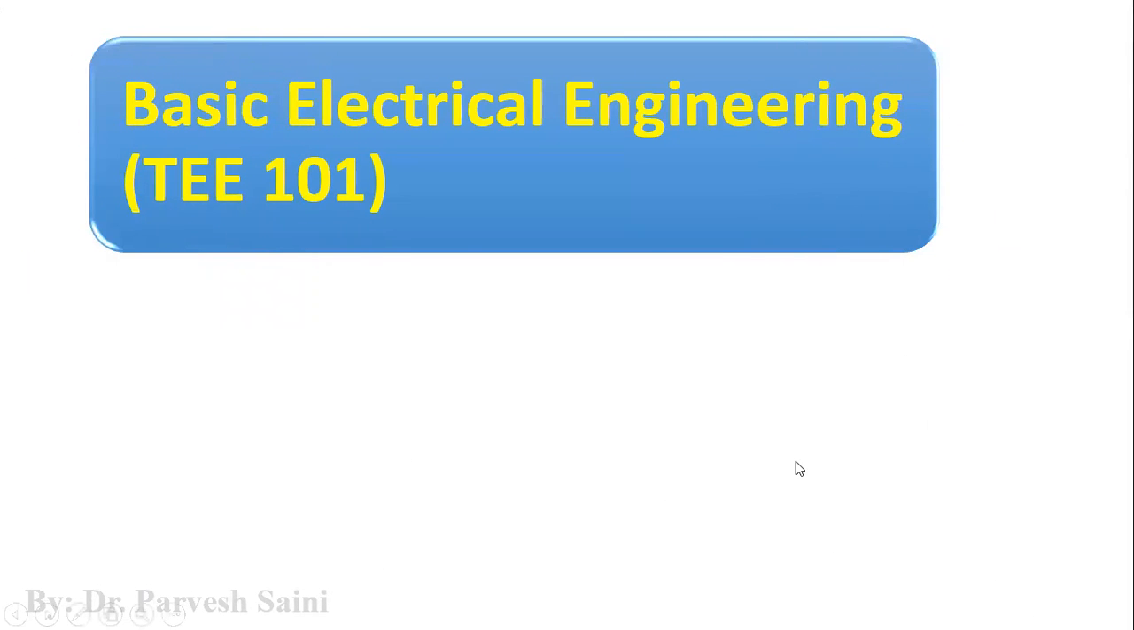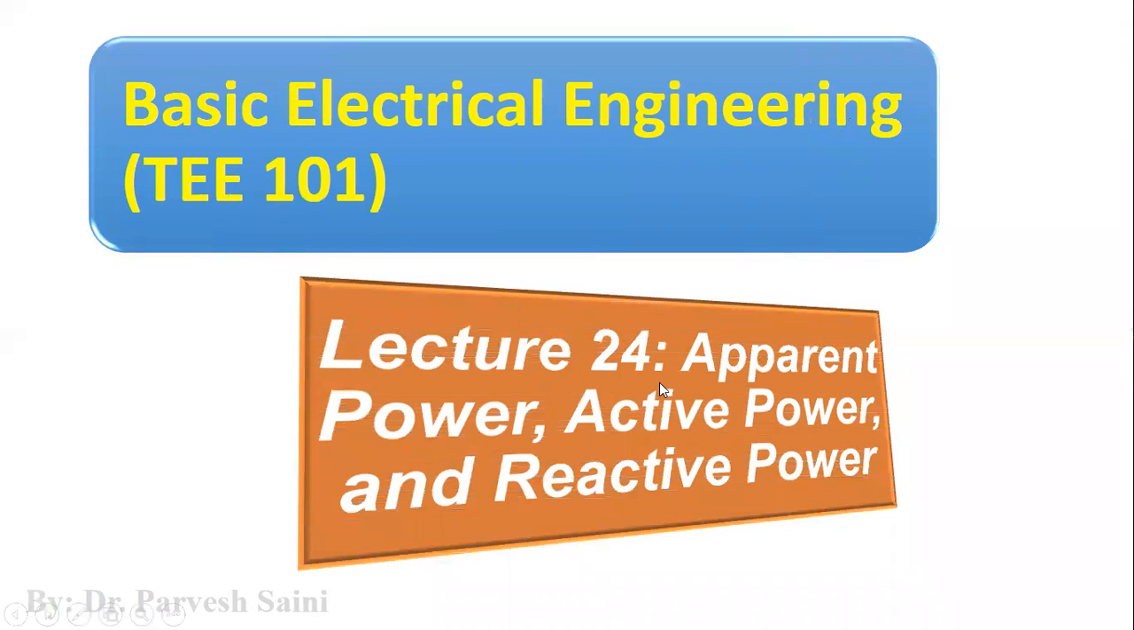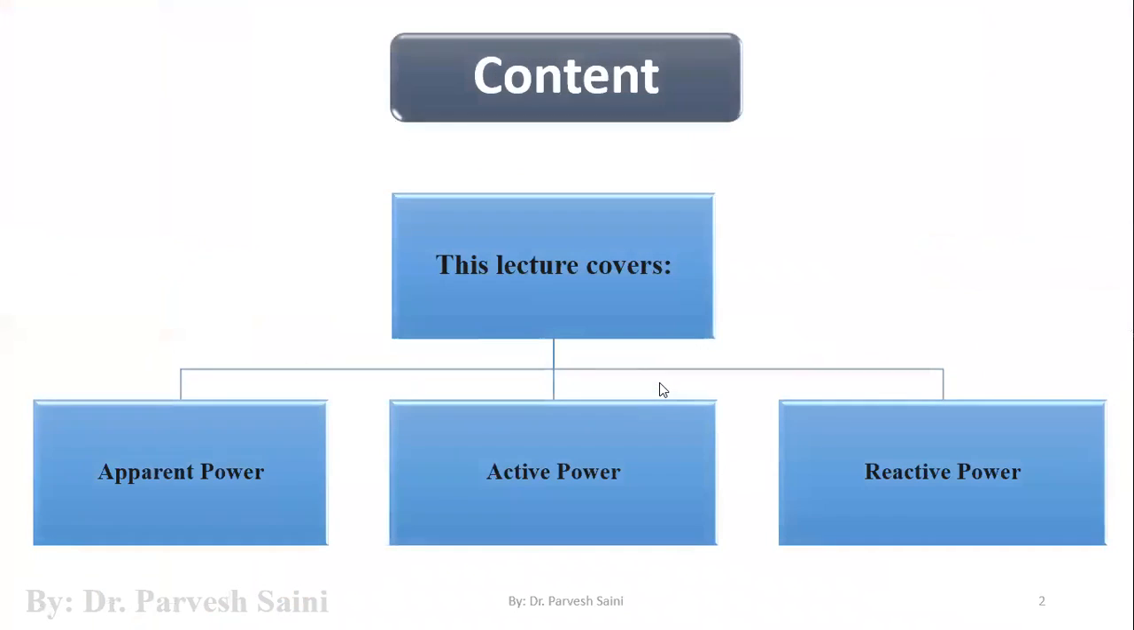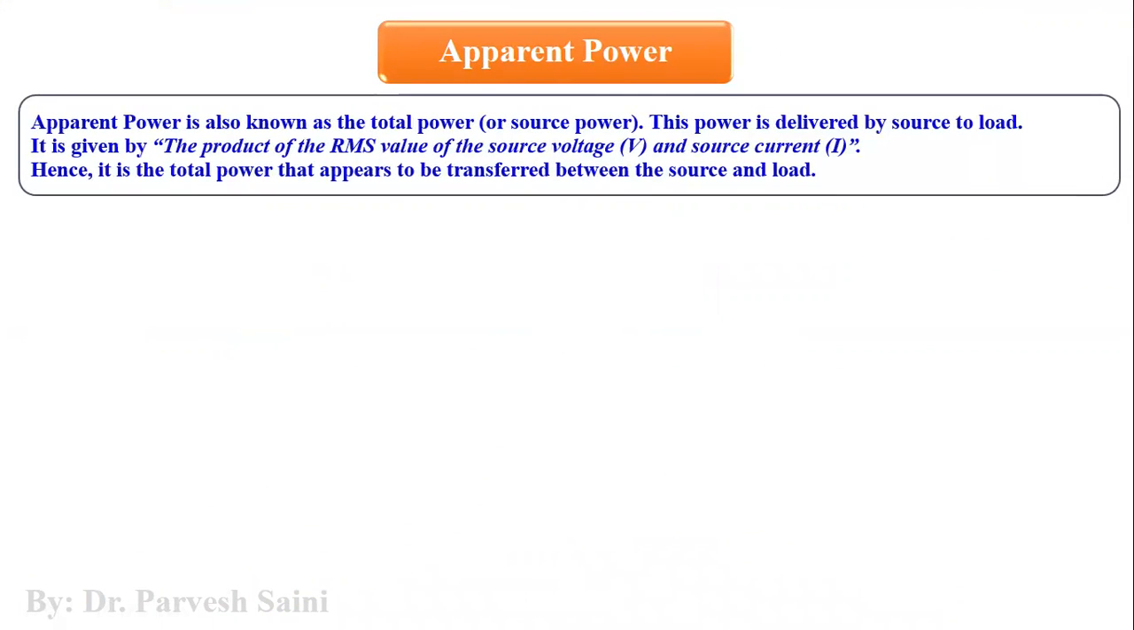In this lecture, we will discuss the types of power in electrical systems, which are the apparent power, active power, and reactive power. So, apparent power. As far as the apparent power is concerned, the apparent power is actually the total power of the electrical circuit, or you can say this is the power which is present in the electric circuit.